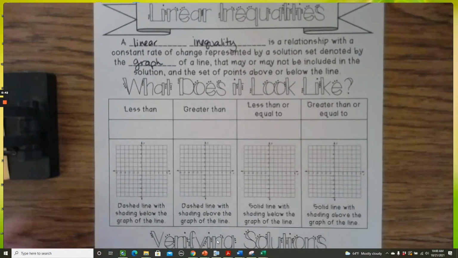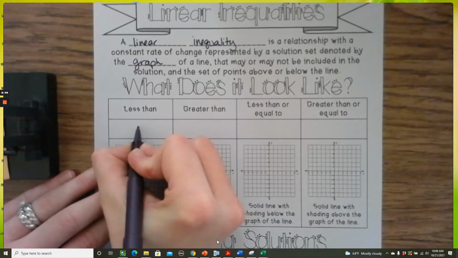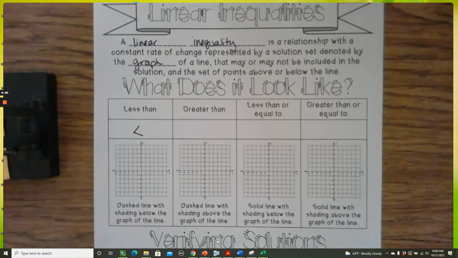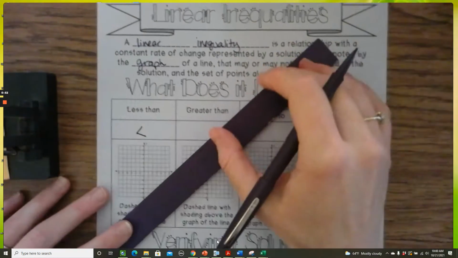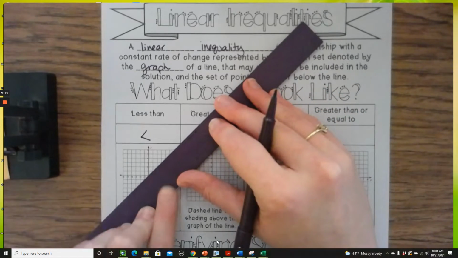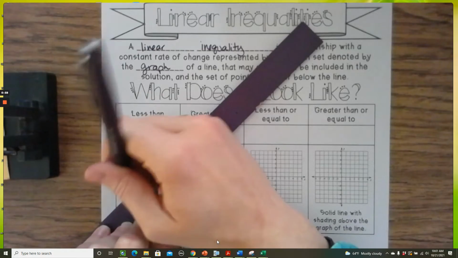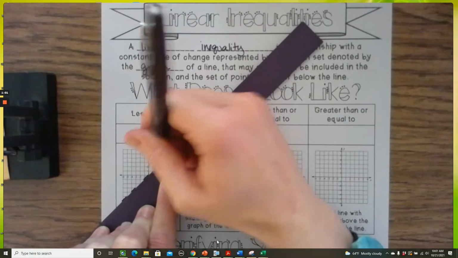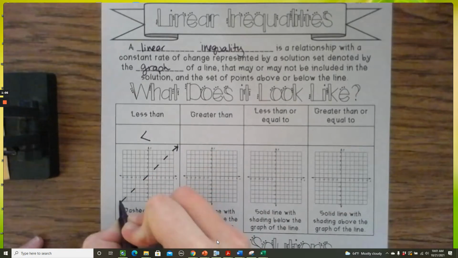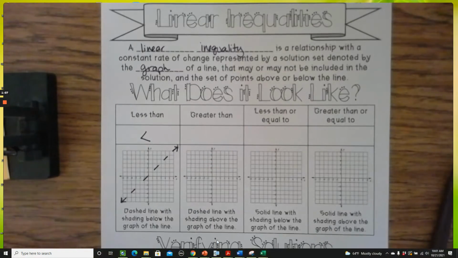All right, so less than. Less than, we're going to use this symbol. And then on the graph, what that's going to look like is a dashed line with shading below the line. So I'm just going to draw a line through the origin here, and I'm going to draw a dashed line. Okay, so a dashed line. And then we're going to shade it.